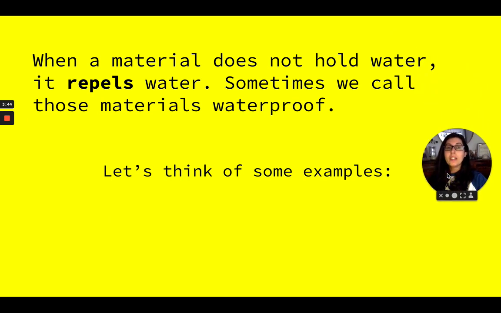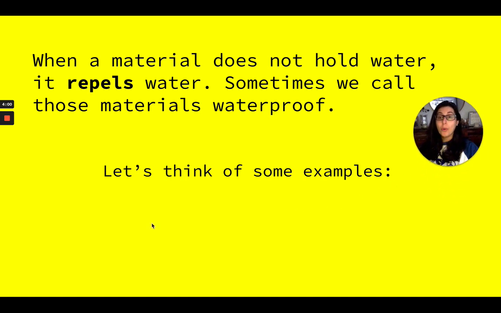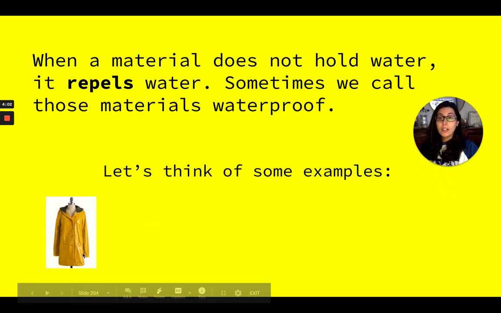When a material does not hold water, we say that it repels water. Say the word repel. Repel. That's right, repel. Sometimes we call those materials that repel water waterproof. Let's think of some examples. I'll give you one. A raincoat. A raincoat repels water or repels liquid.